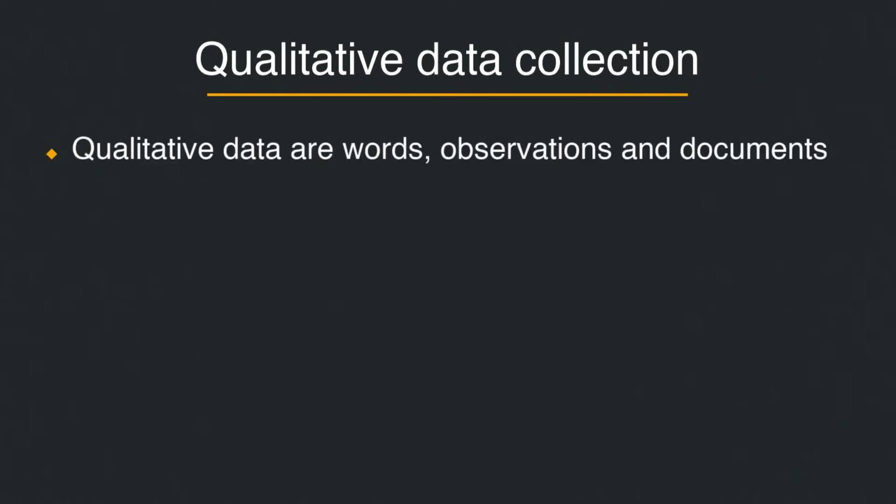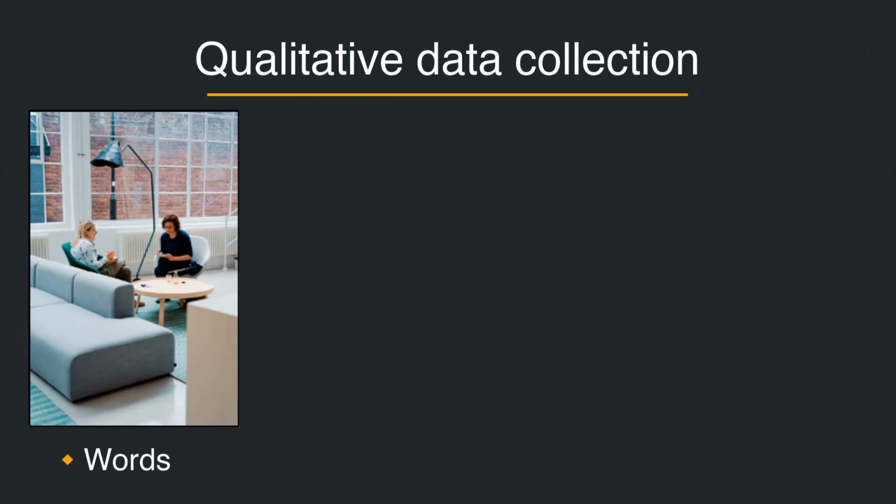Qualitative data are words, observations, and documents. There are three main ways to collect qualitative data. First, qualitative researchers can speak with people, either individually or in groups. This data collection technique is referred to as interviewing. The interviews are recorded and transcribed. The transcriptions are the data which the researchers analyze.